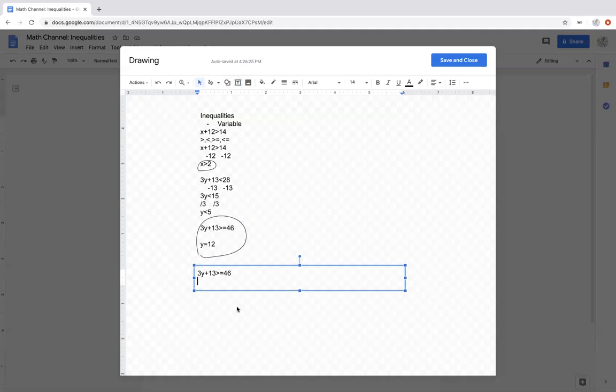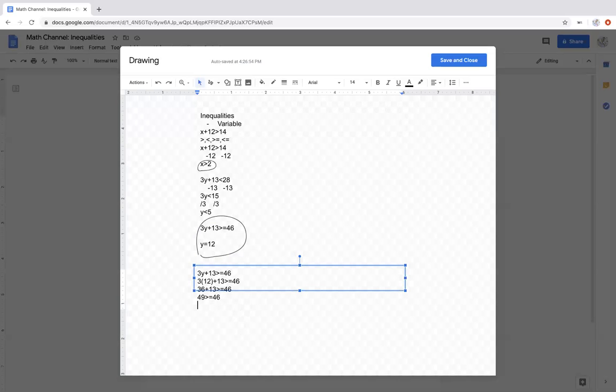Well, you could substitute 12 into all the places where y is there. So I would write 3 times 12 plus 13 is greater than or equal to 46. So 36 plus 13 is greater than or equal to 46. 49 is greater than or equal to 46. So that is correct, since 49 is greater than 46.